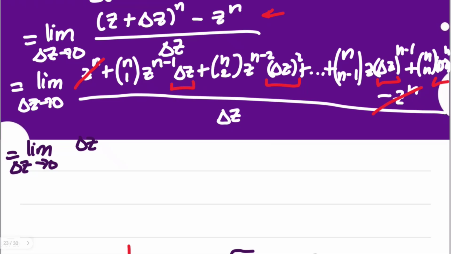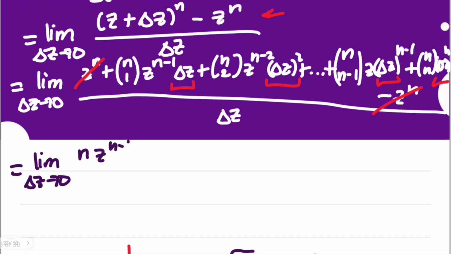Okay? So we're going to factor delta z. So what remains for our first term is n taken 1, which is equal to n, and z to the power of n minus 1. Sorry for that. Let me erase all of this to make it clear. You have here the limit as delta z approaches 0. So z to the power of n minus z to the power of n is already gone. n taken 1 is just n, z to the power of n minus 1.